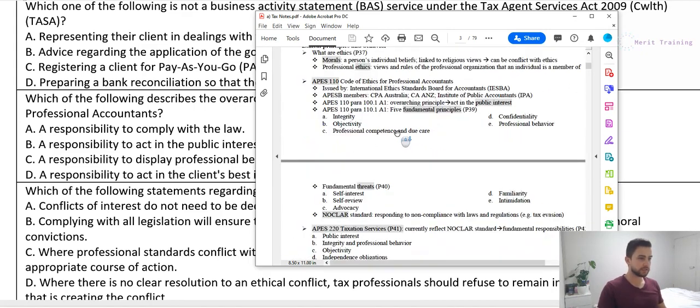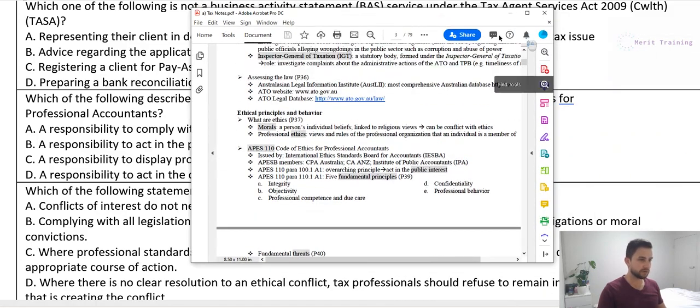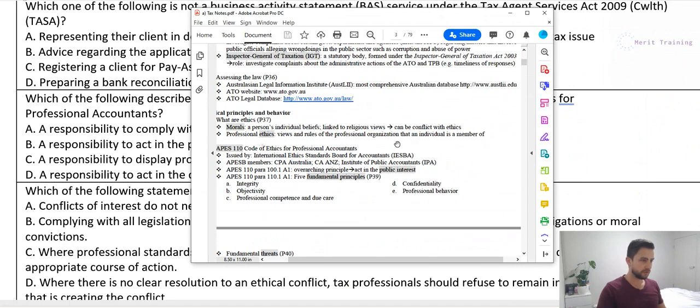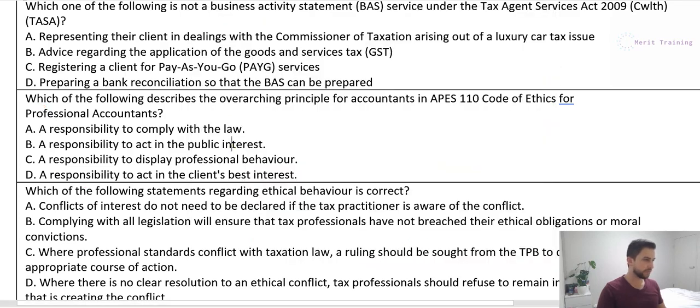So clearly there are 5 fundamental principles, which we talked about: integrity, objectivity, professional competence, confidentiality, professional behavior. All of these, provided they're in here, are correct in some sense, but the question is specifically asking what's the overarching principle. We did cover that in our core content video for this, and the overarching principle right here, it says, is to act in the public interest. So clearly the answer is B. The others are also correct, but the most correct answer is B.